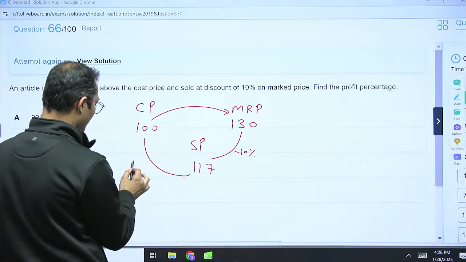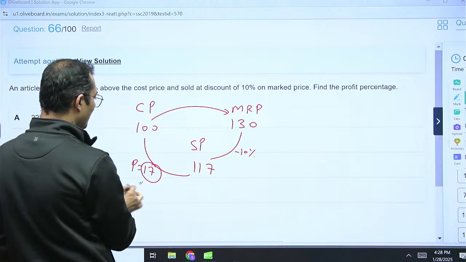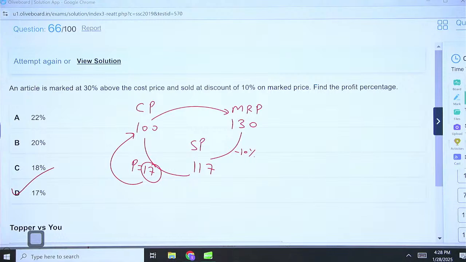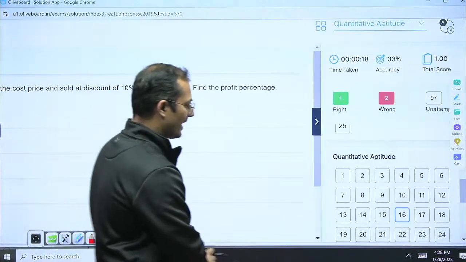So what would be the profit? Profit is 17. So 17 profit on 100. So that is 17%. So D is the right answer. Yes. D is the right answer. Yes. 17% is the right answer. Very easy. Let's move to the next question.